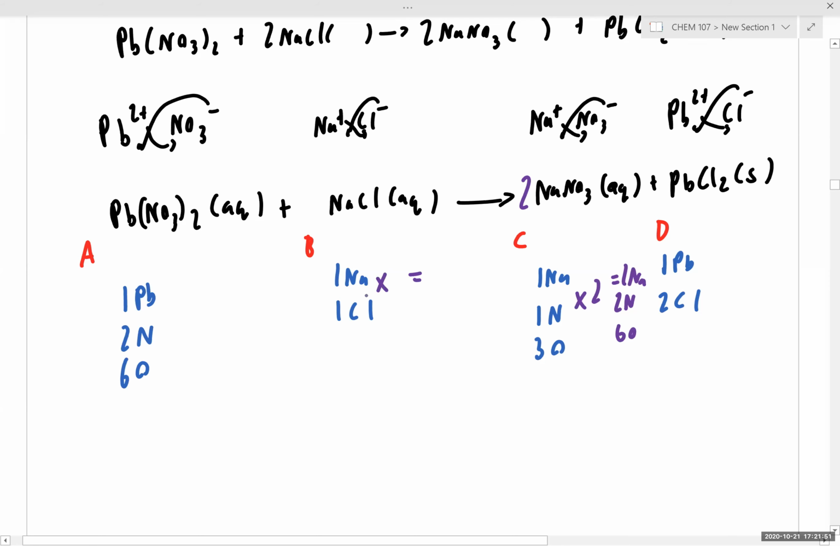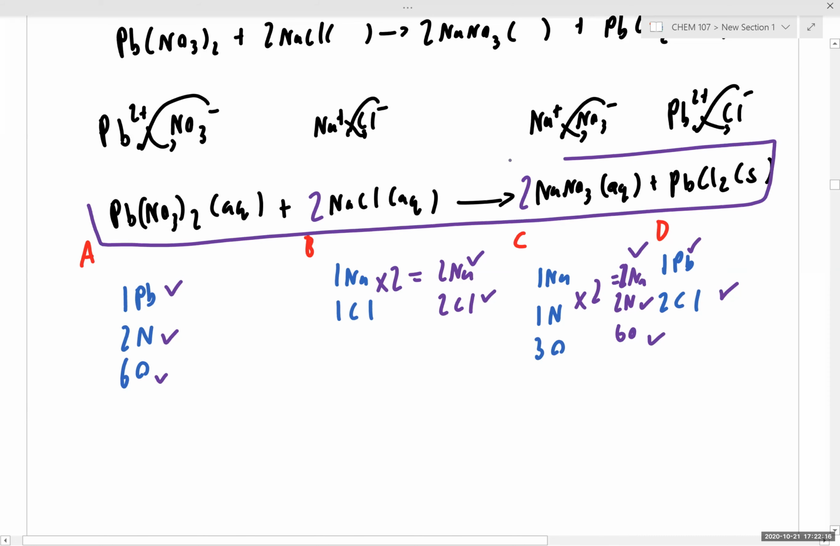So then, what coefficient do we need in front of sodium chloride now to balance sodium? 2. 2, yep. Perfect, perfect. And with that, chlorine's balanced, sodium's balanced, nitrogen's balanced, oxygen is balanced, and lead is balanced. So this gives us our complete balanced chemical equation with all of the state symbols added.